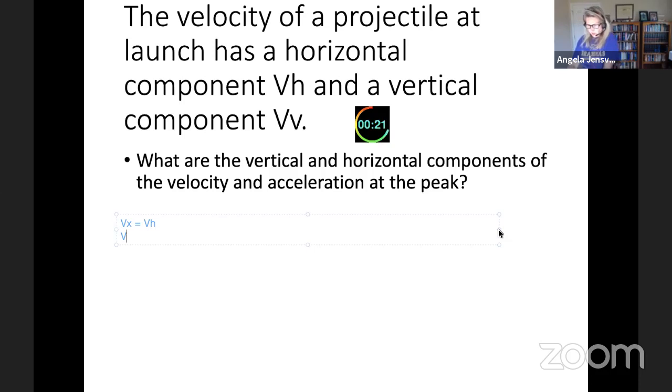Okay, Vy is, at the peak, Vy is 0, right, guys? Because at the top, it's not moving up or down at the peak. Okay, and then acceleration in the X is 0. Not accelerating in the X. Ay is this magnitude? Let's just put negative g. Okay, so what are the vertical and horizontal components of the velocity and acceleration at the peak?